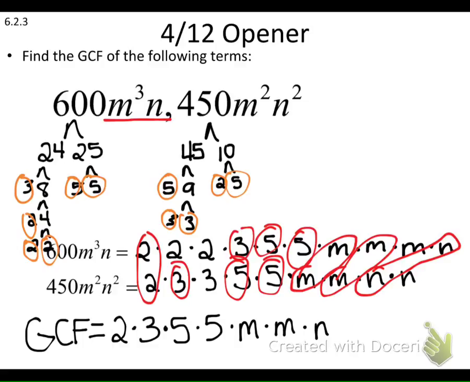All right, so who can tell me what 2 times 3 times 5 times 5 is? We have to do that too, to find the last bit. 150. I have how many M's? 2. So I'm going to put M to the second. And I have 1 N. Box that, and that is your final answer.